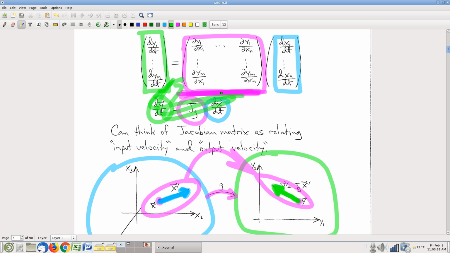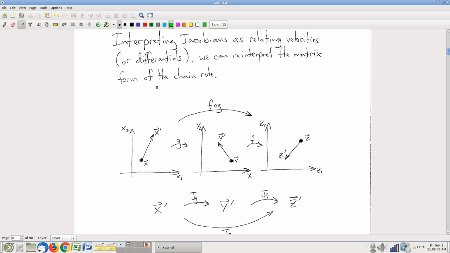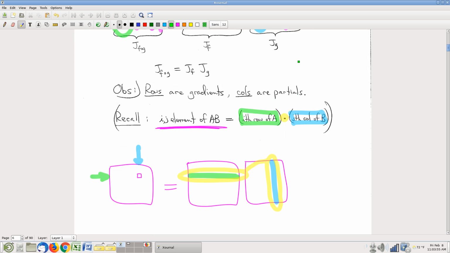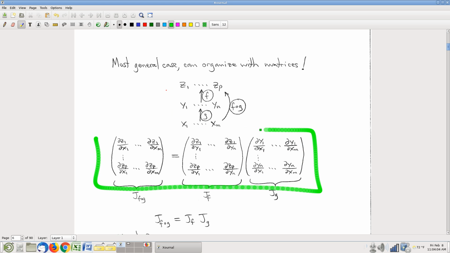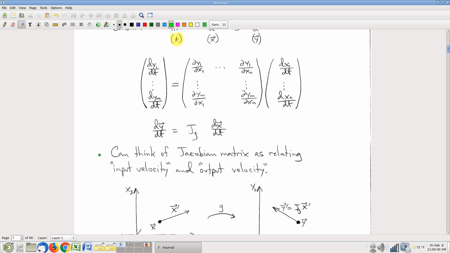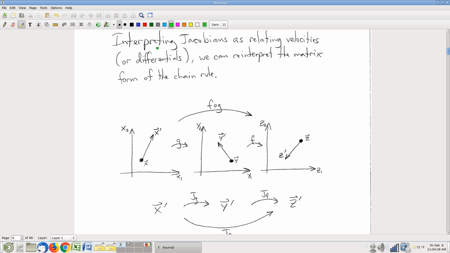Now, here's something we can do with this. Something really nice. We can take a different interpretation of the matrix form of the chain rule. Again, I initially presented this as a kind of bookkeeping tool: instead of writing down 16 different formulas, this one algebraically convenient shorthand does all of it for us. Algebraically, that's nice, but we encountered this as a bookkeeping tool. Now I want to show you a geometric perspective on why this is geometrically natural, using this point of view of thinking of Jacobians as relating input velocities and output velocities.